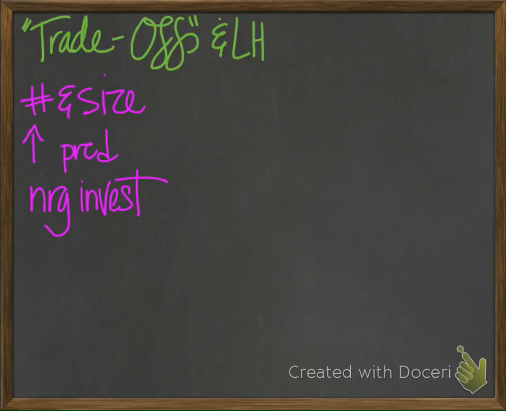Trade-offs in life history. Your selective pressures influence the trade-off between the number and size of offspring. Animals that suffer high predation rates tend to have lots of offspring.